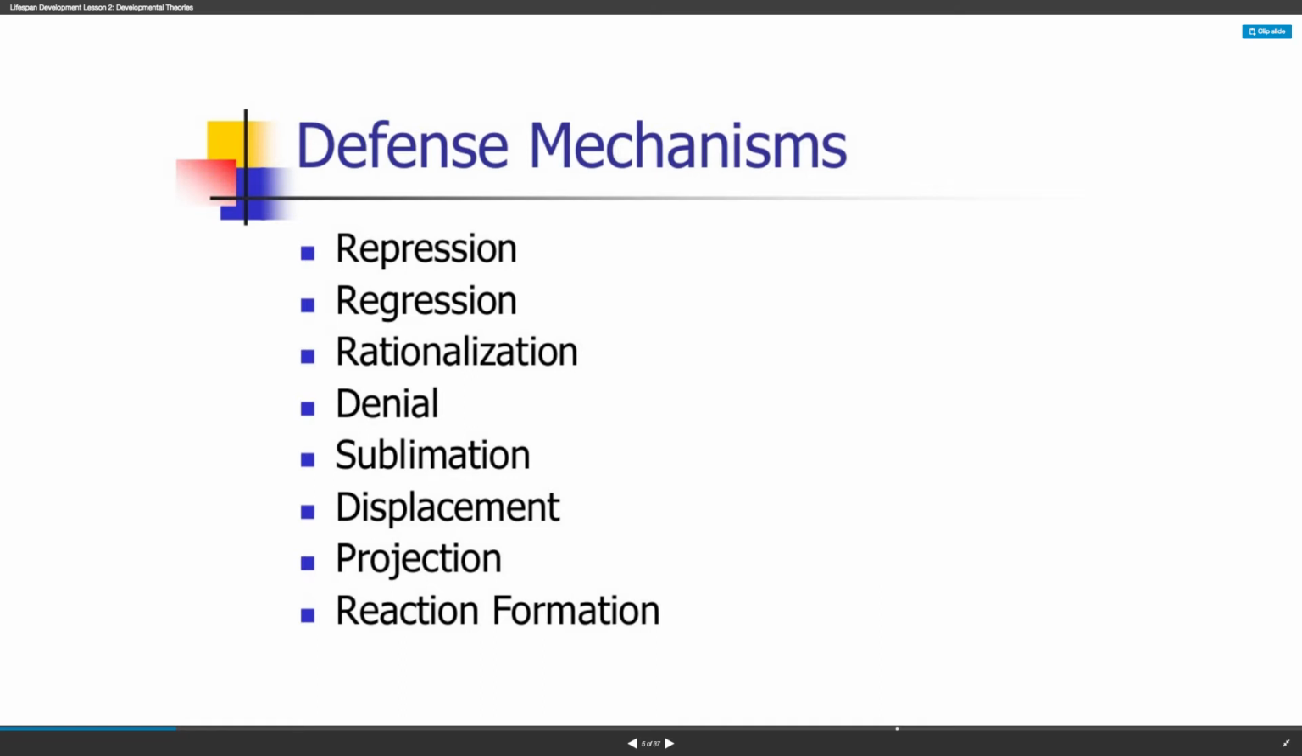Rationalization is the use of seemingly logical explanations to explain the painful truth. Denial is basically lying to yourself. Sublimation involves transforming unacceptable urges. That means you transform something into an acceptable behavior, such as exercise or competition, if you're a very competitive person.